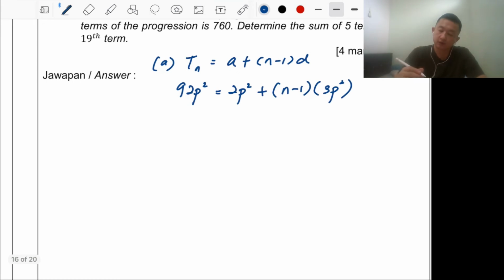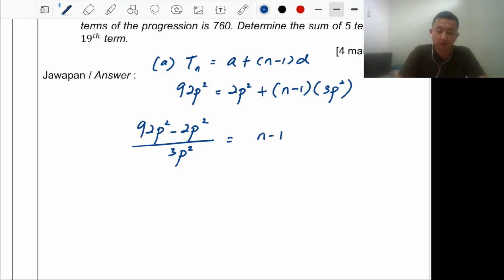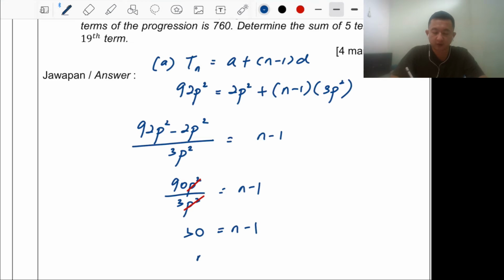Okay, so make this the subject. 92p squared minus 2p squared over 3p squared equals to n minus 1. Simplify it. 90p squared over 3p squared, 30 equals to n minus 1. So n is 31. So there are a total of 31 terms. Okay.